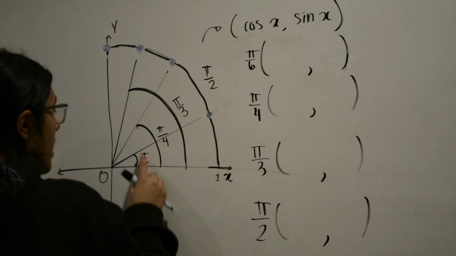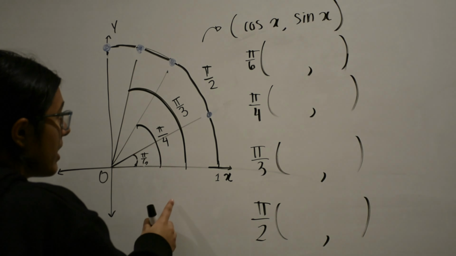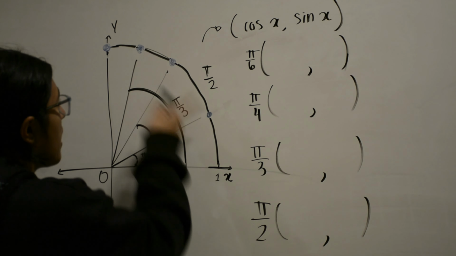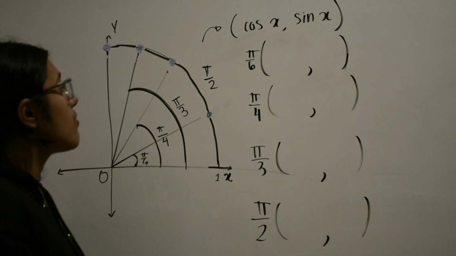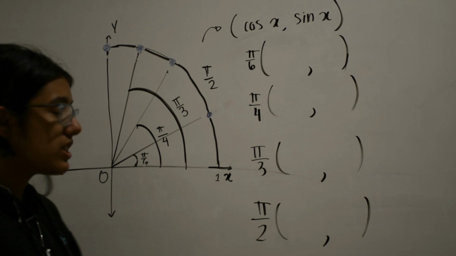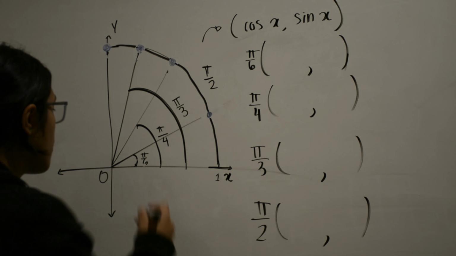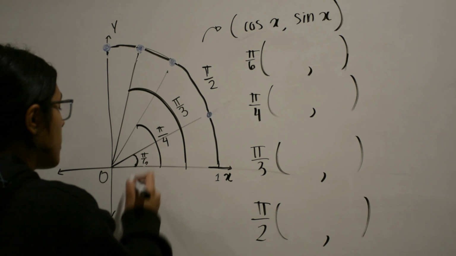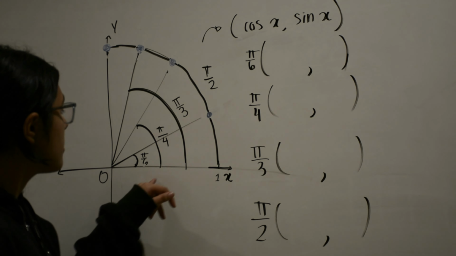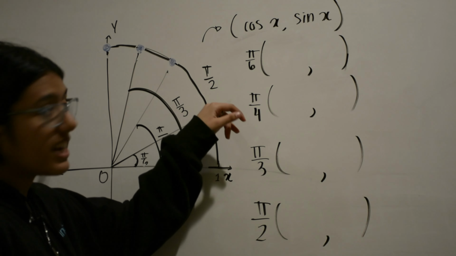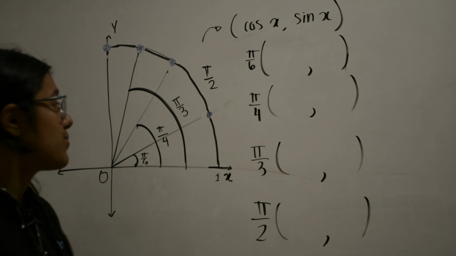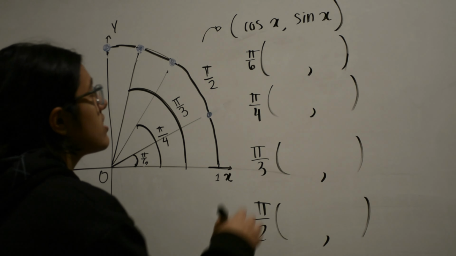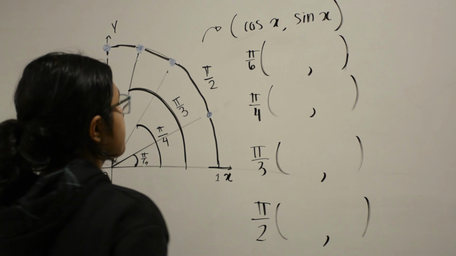And this is pi over 6 radians, this is pi over 4 radians, pi over 3 radians, and pi over 2 radians. For the duration of this video, I'm going to refer to these angles in radians, not degrees. So essentially, if you want to think about it in degrees, this would be 30 degrees, 45 degrees, 60 degrees, and 90 degrees. But we're just going to go with radians for this one. So let's start with pi over 6.